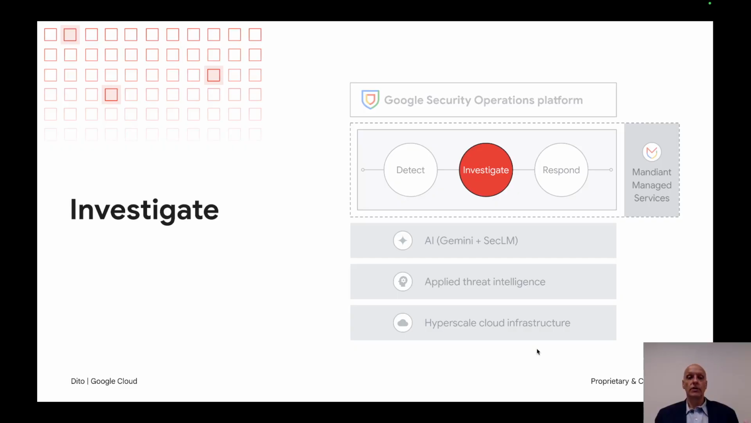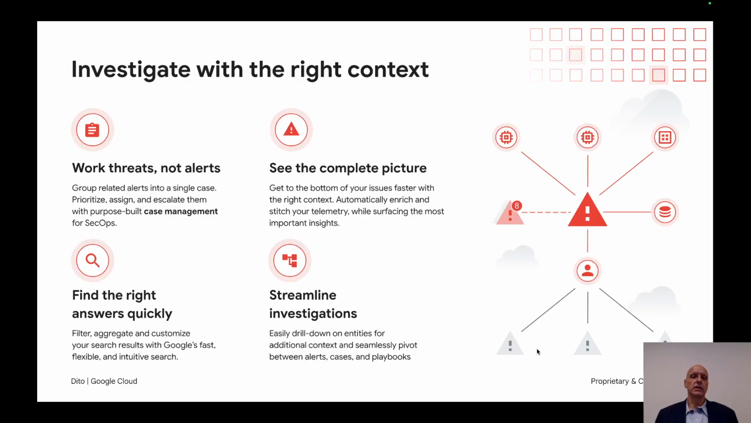This leads into the whole investigate stage, which is really important, right? We really want to work threats and not alerts. So the idea is, by understanding where the threats are and what needs the most response, the focus should be on the work associated with reducing the threats in your environment and helping mitigate the risk associated with your environment. So the technology is really about being able to see the big picture, find the right answer quickly, and then streamline the operations in your environment to be as effective as possible.